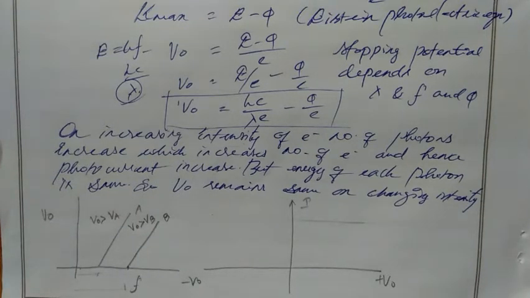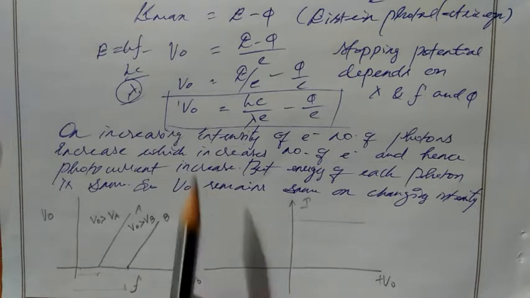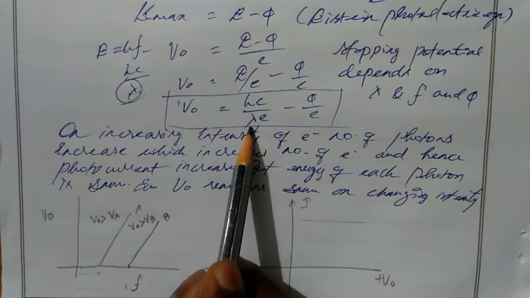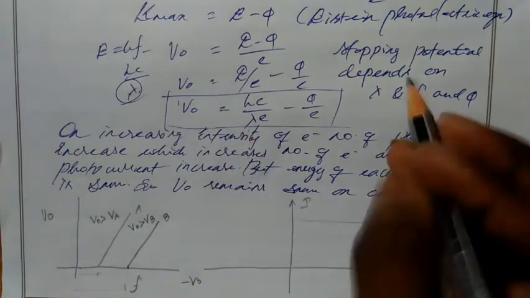Correct? So when the frequency is more, then the anode should have more stopping potential in order to stop the electrons. So if the frequency increases, the stopping potential value will also increase. Stopping potential is directly proportional to frequency. If you see this formula, stopping potential depends on 1 by lambda, which means F.